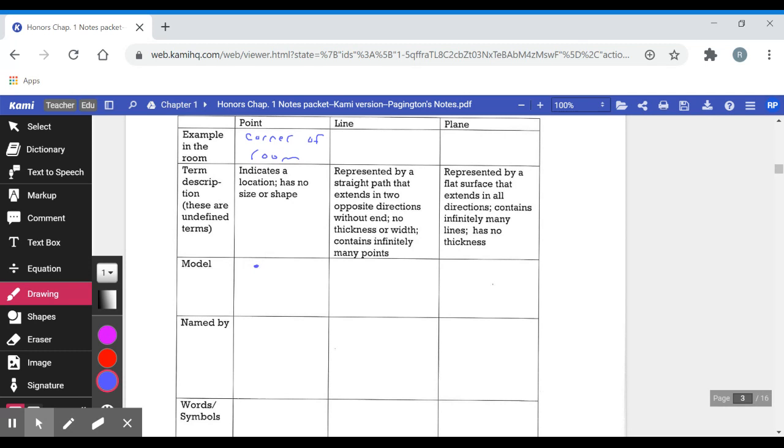The way that we can model a point in the book, you will normally see it as a dot with a capital letter beside it. So say point A. But just to be clear, say you see a picture of a rectangle and there's an A beside that corner of the rectangle. Even though there may not be a dot at the corner, you would still consider that a point. That is where two lines are intersecting, so that would be considered a point. It is named by a capital letter.